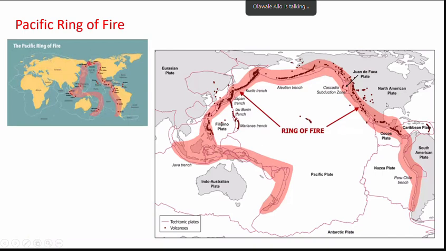Here you can see the countries that can be directly affected by this. It's just for you to know, when you hear Pacific Ring of Fire, where are the countries that are directly affected by this? Okay, so these are the countries: the Philippines, Japan.